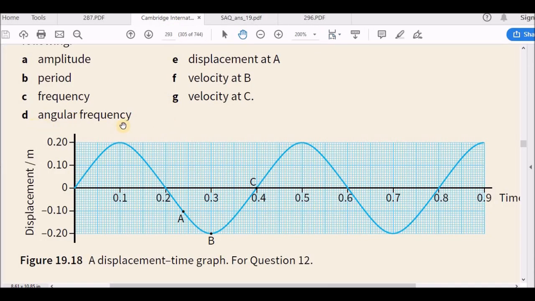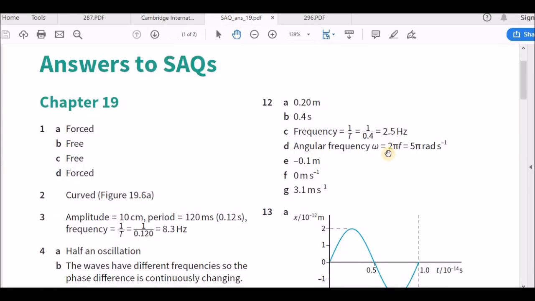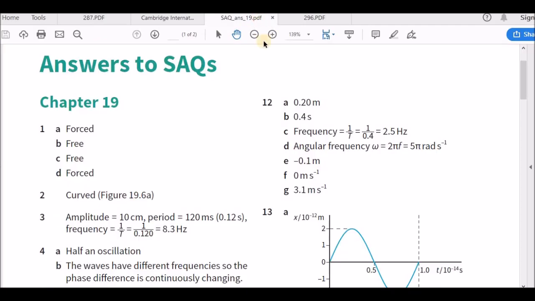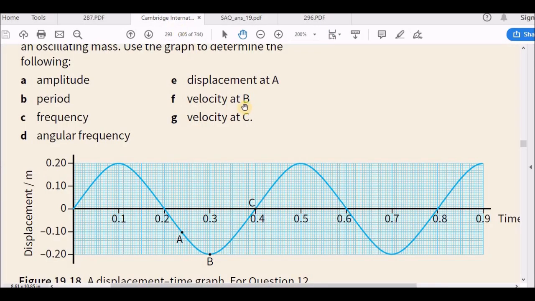Then angular frequency is 2 pi f. Substitute 2.5 for f, you get 2 times 2.5, which is 5, and the pi is still there, so 5 pi radians per second. Remember, the unit of angular frequency is radians per second. The unit of frequency is hertz. Then displacement at A. This is a displacement versus time graph, so the displacement at A is negative 0.10 meters.